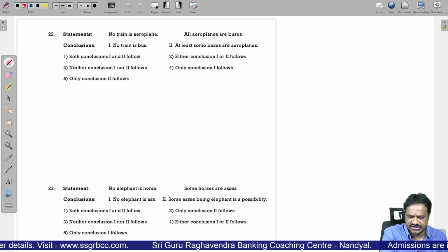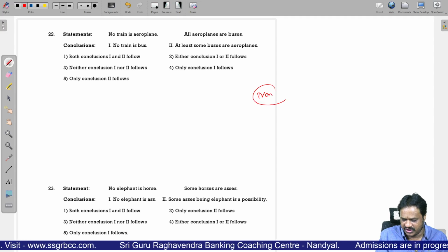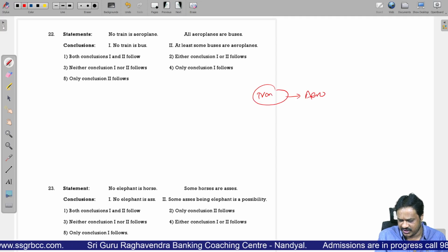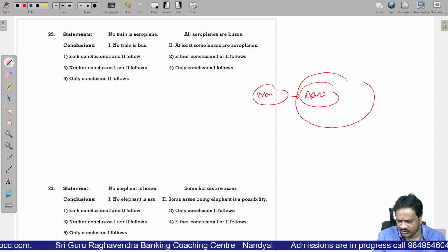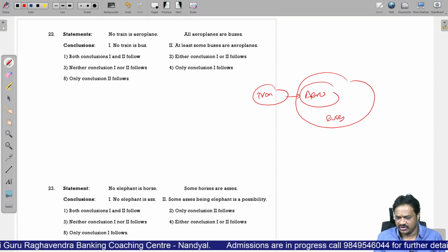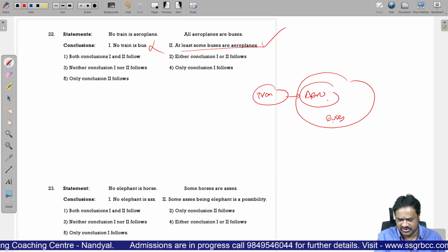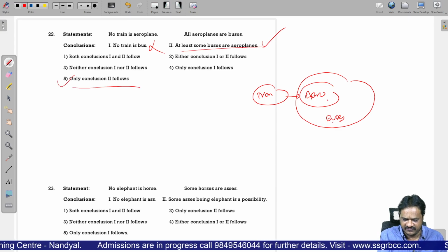No train is an aeroplane. All aeroplanes are buses. First one, no train is bus does not follow. At least some buses are aeroplanes definitely follows. Only second one definitely follows.